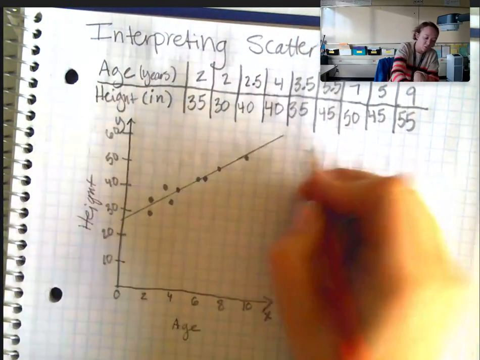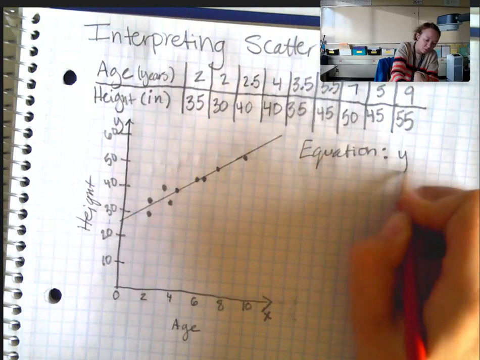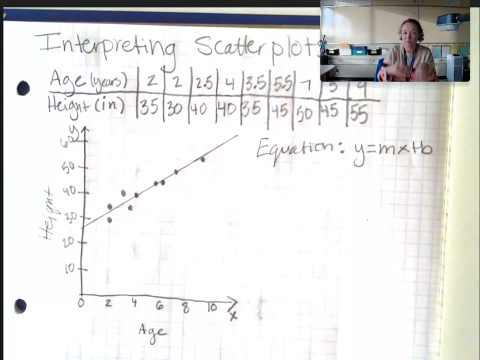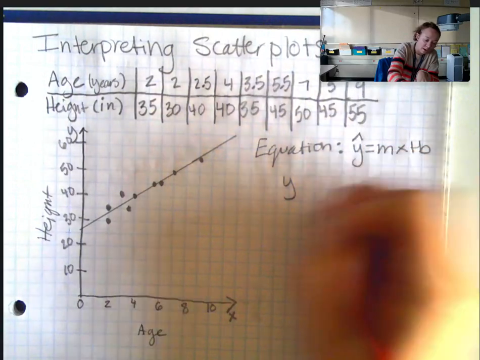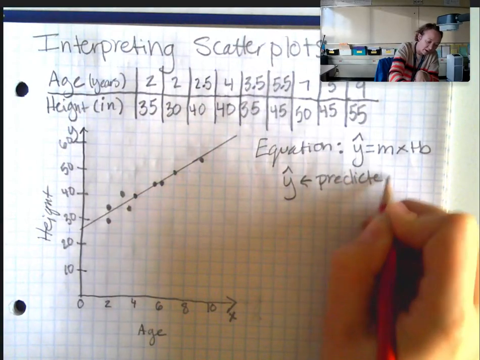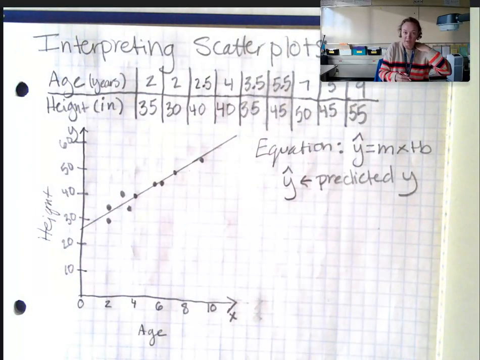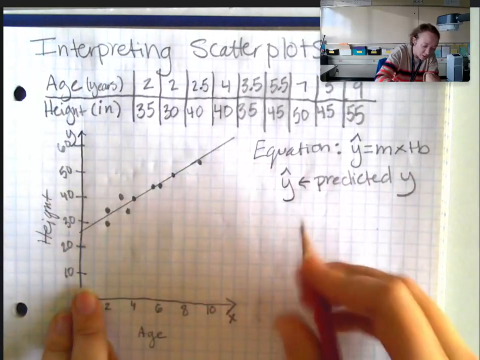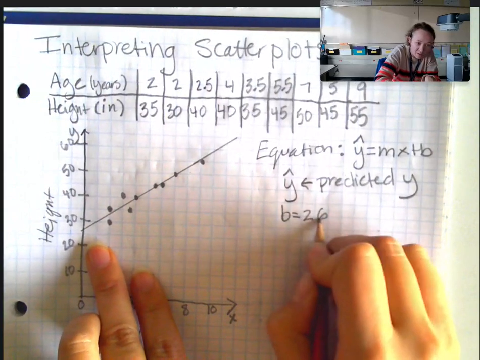So the first thing we might need to do is write an equation. This is a line, so our equation is going to be in y equals mx plus b format. And when we're doing statistics and we're making predictions, instead of y, we use y hat. The y hat means predicted y, or predicted output. So in order to do a line, we're going to have to make a slope and a y-intercept. So the y-intercept is going to be that b value. Looking at my graph, it looks like the b value is approximately, let's say 26.